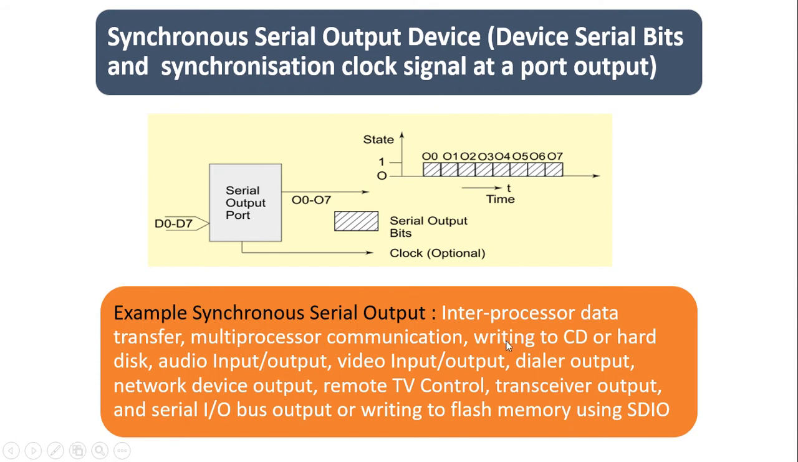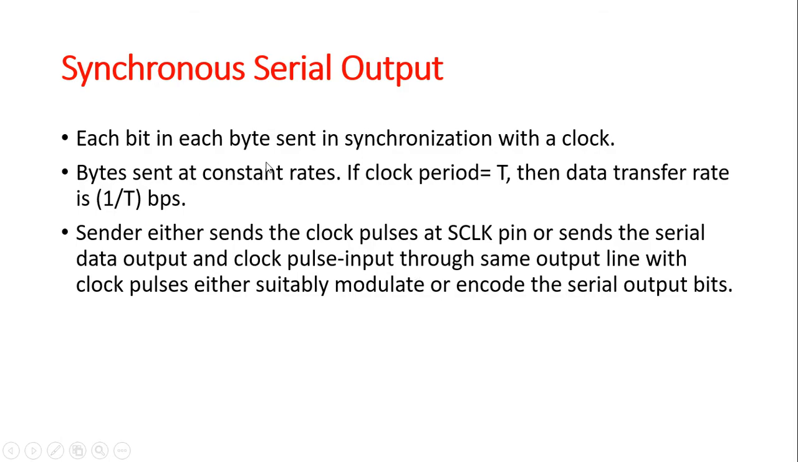The multiprocessor communication, writing to the CD or a hard disk, the audio input and output, video input and output, dialer output, network devices output, remote TV control, transceiver output, and serial I/O bus, or writing to the flash memory using SDIO. So you will be having the output that is arising from the serial port, and along with that, we will be having the clock, which is an optional line. Each bit in each byte is sent in synchronization with the clock.